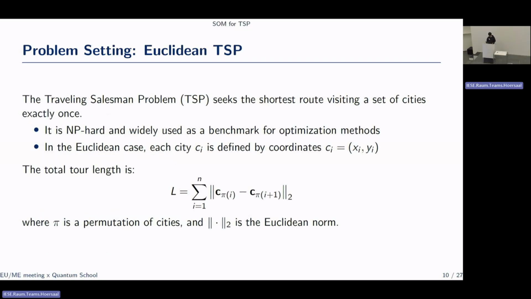So for the traveling salesman problem, the motivation is to seek the shortest route that visits a set of cities exactly once. For its Euclidean version, each city Ci is defined by its coordinates, Ci equals (xi, yi), and the total length is denoted by this formula, where pi is a permutation of the cities and the distance is computed by the Euclidean norm.